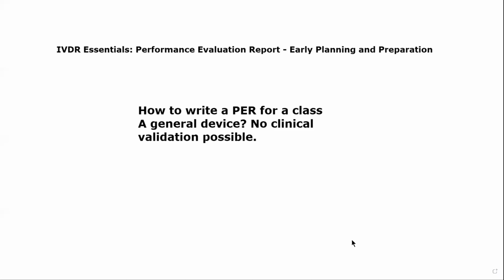They just may be a little bit less because you don't have the clinical performance data also wrapped into the whole report. But in terms of the major subheadings and the sections within the PER, the CPR is going to be the major point where it diverges compared to Class B, C, or D devices. Great, thank you.